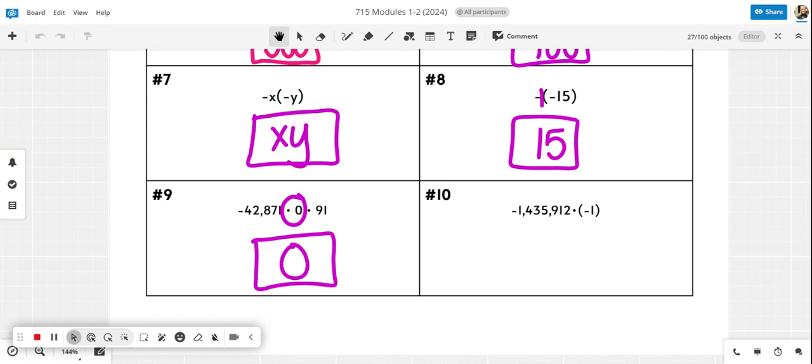And then number 10. Again, you got another big number. But look what you're multiplying by. First thing I notice is I have negative times a negative. So negative times a negative will result in a positive. But also you're multiplying by 1. Any number times 1 is always what? Itself. So it's just positive. This long number making it positive. 1,435,912. All right. Nice job. Let's flip it over.